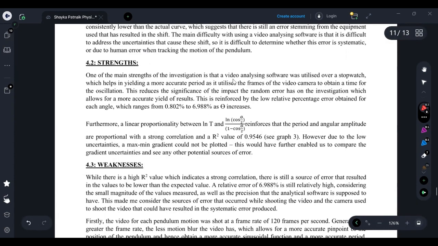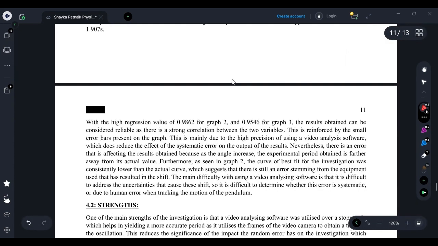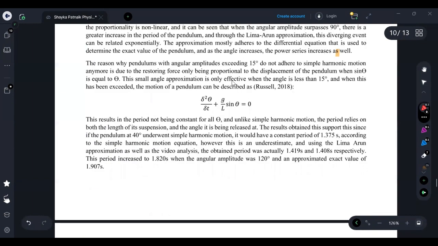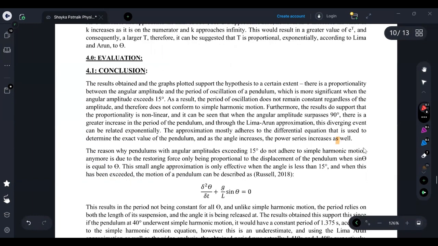In my IA, I divided my evaluation into 4 parts. My first part was my conclusion. In my conclusion, I accept or reject my hypothesis, and I talk about whether my results and my graphs support the hypothesis that I made at the beginning of my IA. Then I give a little bit of a summary of the results. This is where you don't want to brain dump every single point and every single result that you obtain, because that's not what the conclusion is for.